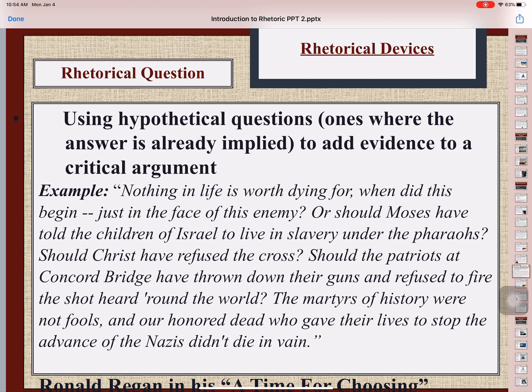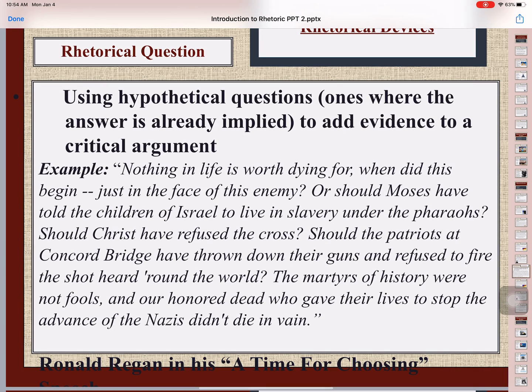Or should Moses have told the children of Israel to live in slavery under the Pharaohs? Should Christ have refused the cross? Should the patriots at Concord Bridge have thrown down their guns and refused to fire the shot heard around the world? The martyrs of history were not fools, and our honored dead who gave their lives to stop the advance of the Nazis didn't die in vain.